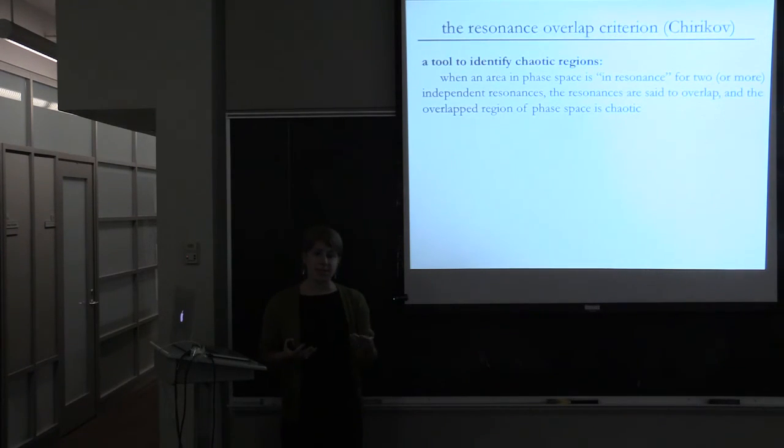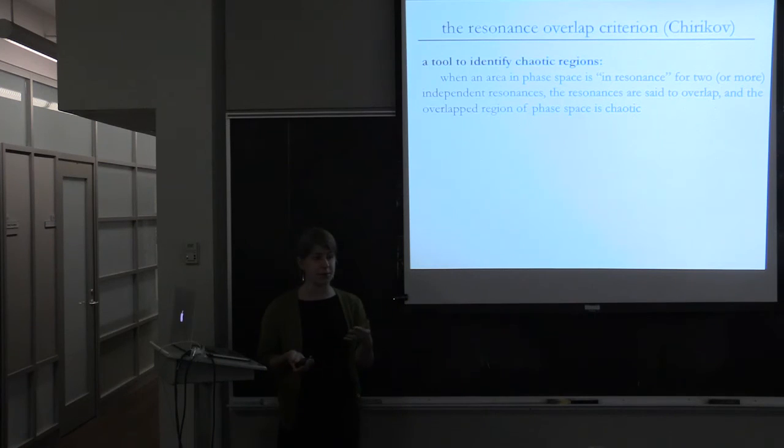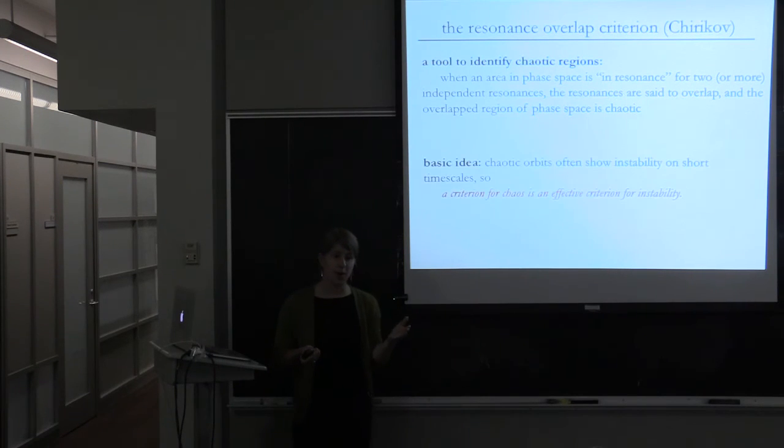So we use resonances to study stability by applying something called the resonance overlap criterion. This is due to Chirikov. And it states that if you have a region of phase space that is simultaneously in resonance for more than one resonance, then that overlapped region of phase space is going to be chaotic. And we can use this as an effective criterion for instability because chaotic orbits often show instability on short timescales. So a criterion for chaos can be used as a criterion for instability.